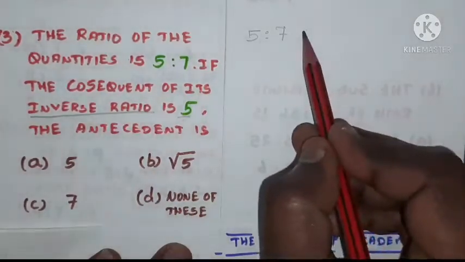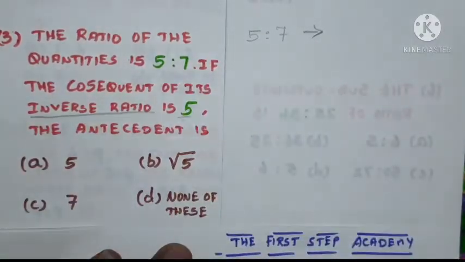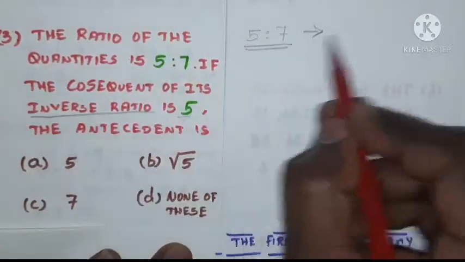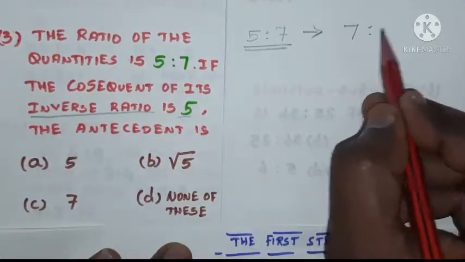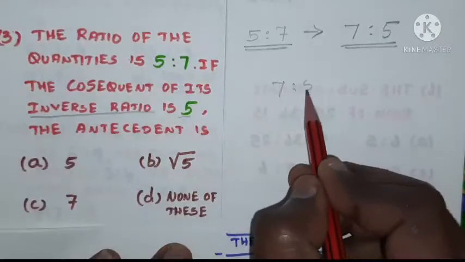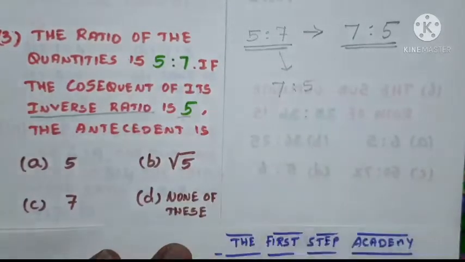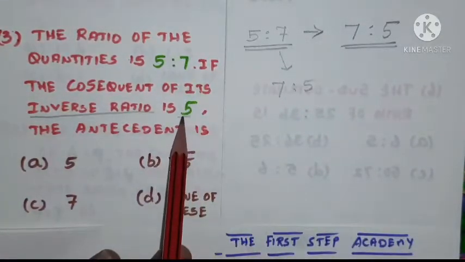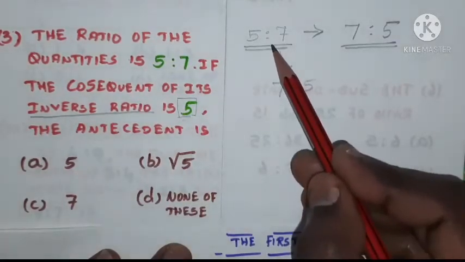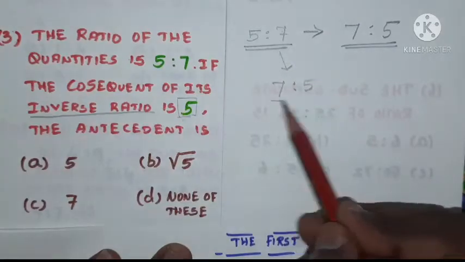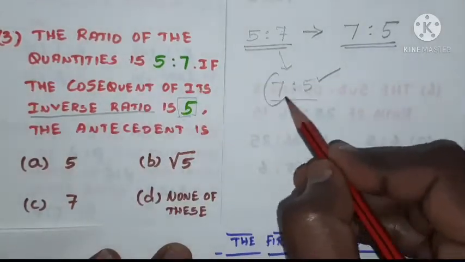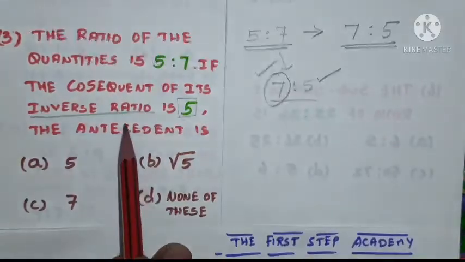So we need to find the inverse of this ratio 5:7. We know very well that the inverse ratio of 5:7 can be written as 7:5. Am I right? So 7:5 is the inverse ratio of 5:7. Hence, in the question, 5 is the consequent. Of course, when we find the inverse ratio of 5:7, it gives 7:5. Obviously 5 is the consequent and the antecedent is 7. Exactly, the question is also the same.